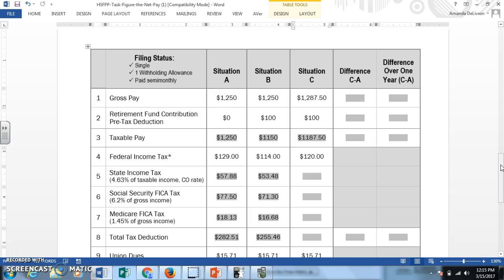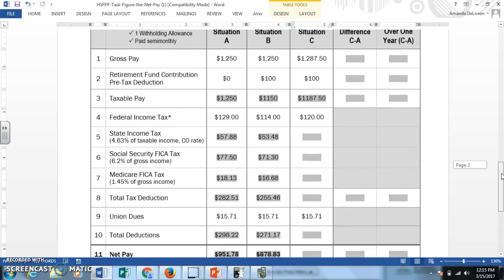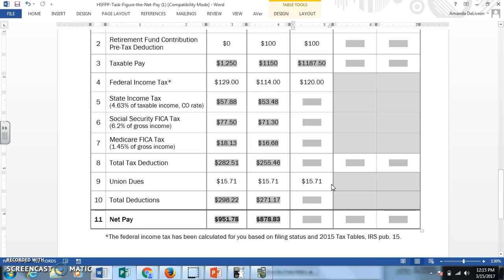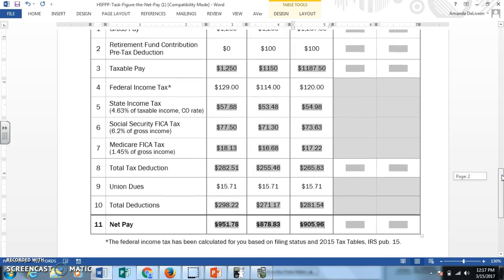The total tax deduction, that's where you add up boxes 4 through 7. Your total union deductions, add boxes 8 and 9. And then your net pay. Subtract box 3 and box 10. Pause this video as you do that. When you come back and press play, we'll have the answers for you. Okay, situation C, here we go.